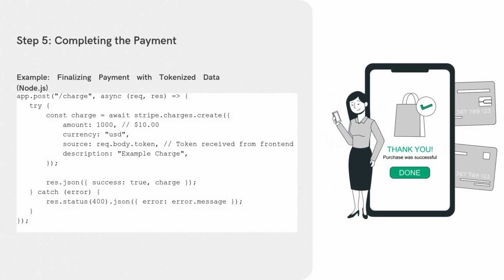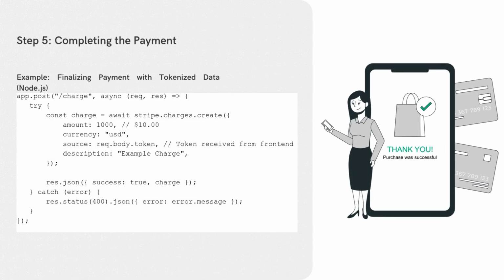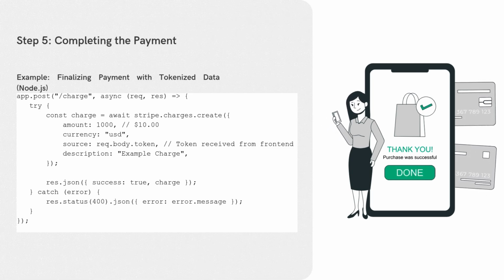And now that the payment details have been tokenized and securely transmitted to the backend, the last step is to charge the customer, again using Stripe's API. In Node.js, this is handled by the charge endpoint.